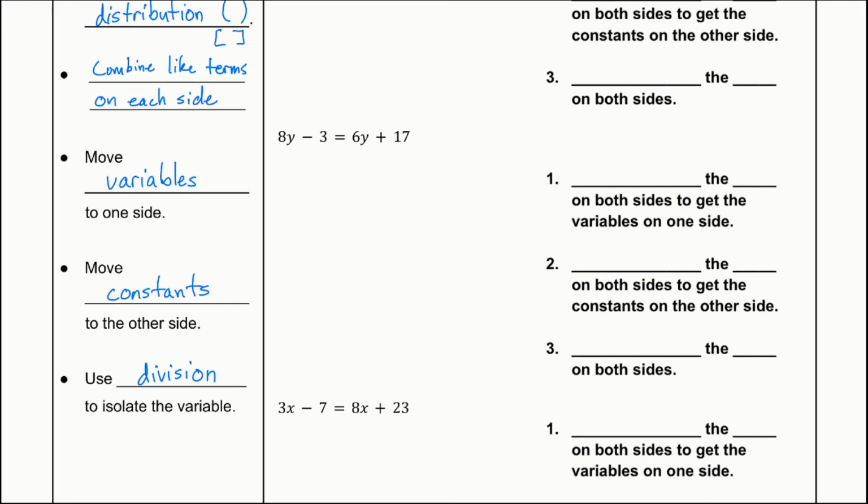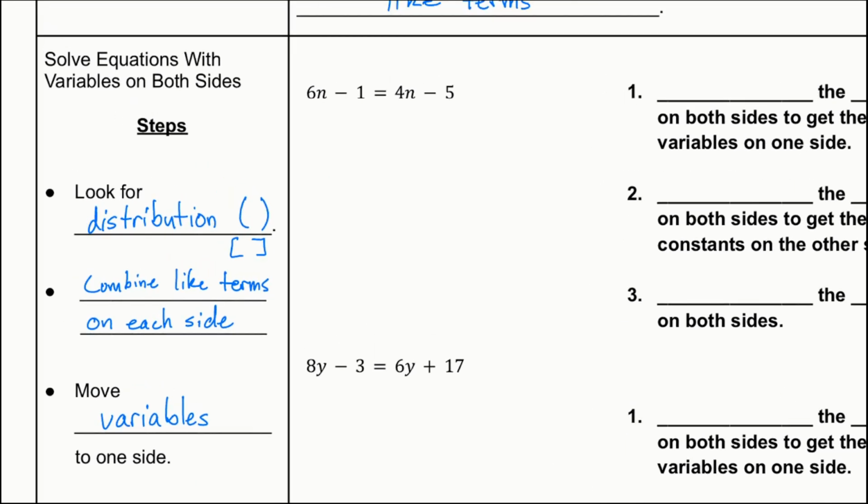Okay, so let's walk through this first one. Again, the equation is 6n minus 1 equals 4n minus 5. Our very first step is to look for distribution. There's no brackets, so there's no distribution on the first one. So we go to the next one. Combine like terms on each side. On our left side, we have 6n minus 1. Those are not like terms because the 1 does not have a variable, so we will not combine that. And on the right side, we have 4n minus 5. Again, that 5 does not have a variable, so we will not combine that. So we'll skip that step.